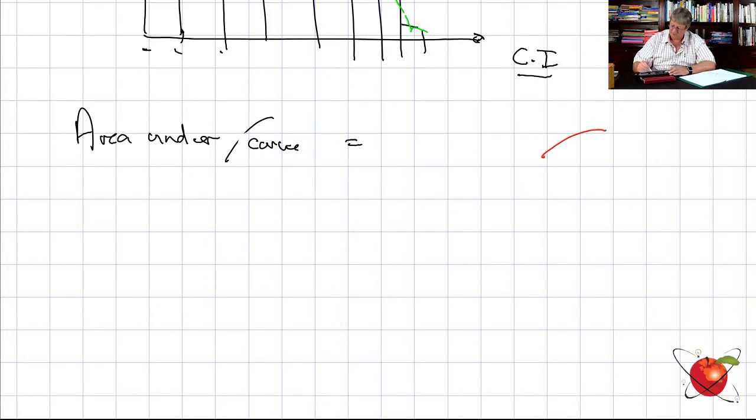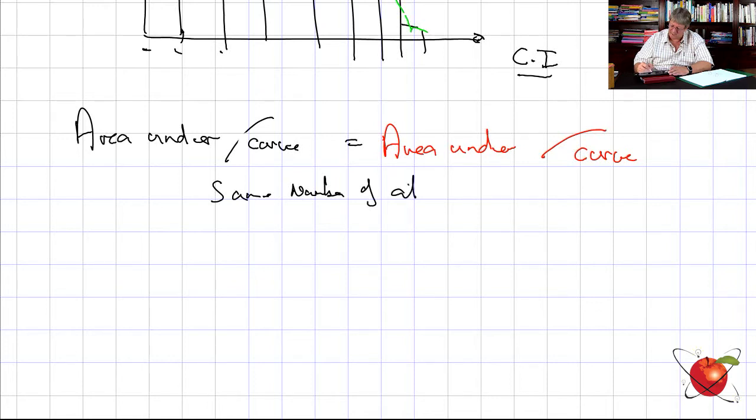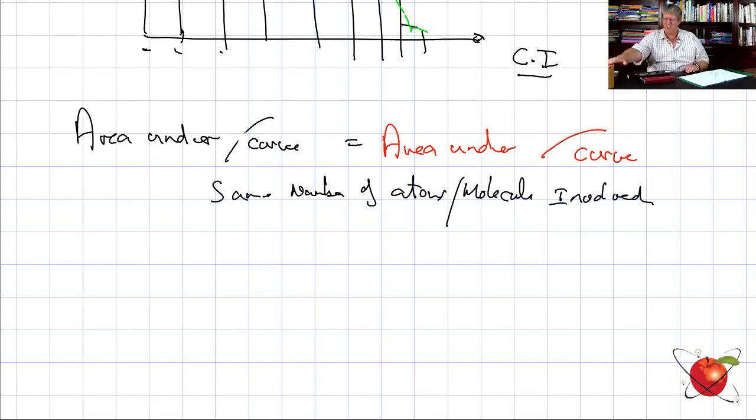Area under the red curve, right? Because it's the same number of atoms or molecules involved. All right? That's what's inside my pot. I've put them in there.